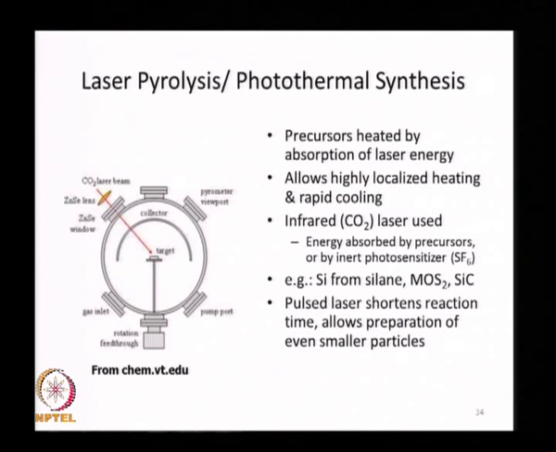Some examples of materials that are made using this technique are silicon from silane, MoS2, silicon carbide. Pulsing the laser shortens the reaction time and allows preparation of even smaller particles. So, the laser pyrolysis method is again widely used to make small quantities of nanomaterials.